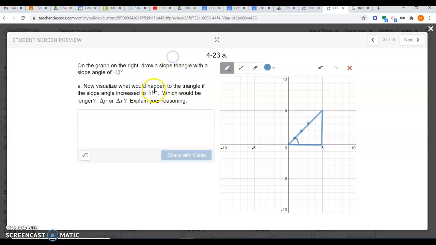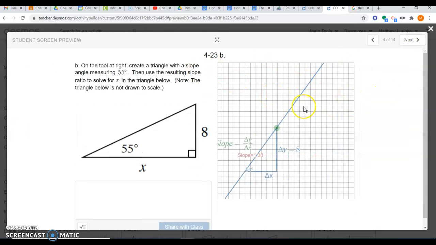If that was bumped up to a 55-degree angle, which would become longer? The change in y, would it get taller? Or would the change in x change? Would it get longer on the bottom? I just want you to explain your reasoning why you think the y would get taller or why you think the x would get longer.